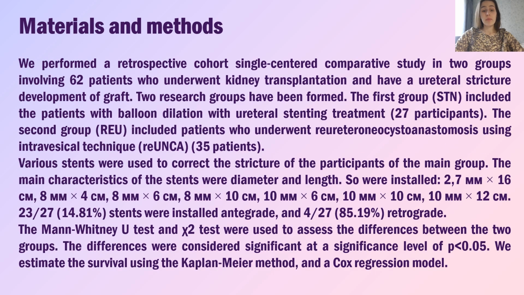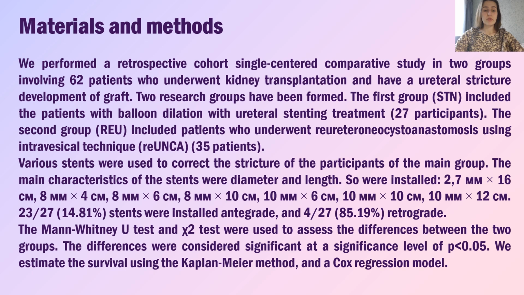Materials and methods. We performed a retrospective cohort single-center comparative study in two groups involving 62 patients who underwent kidney transplantation and developed a ureteral stricture of the graft. Two research groups have been formed. The first group included patients treated with balloon dilatation with ureteral stenting. The second group included patients who underwent ureteral system anastomosis using the intravesical technique.